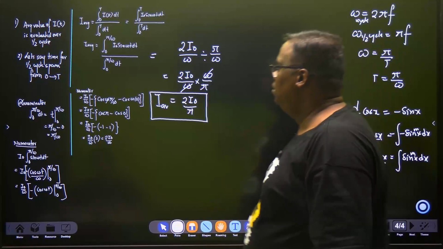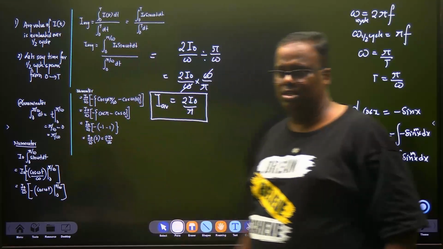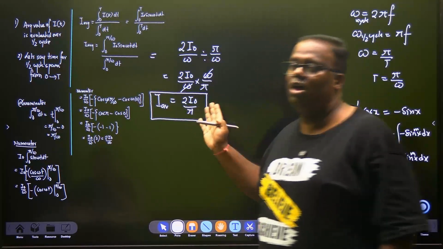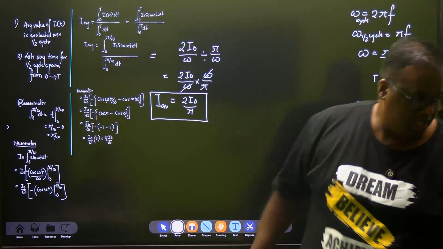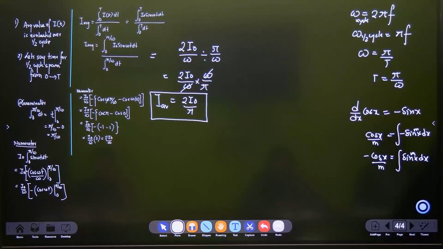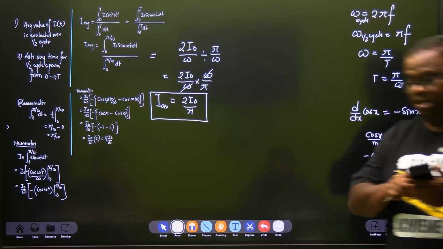Nobody will ask you to do all these things, but we have understood how this thing comes. So you need to have this formula right now. And if you take a calculator, there will be a fixed value. So let's take the value.